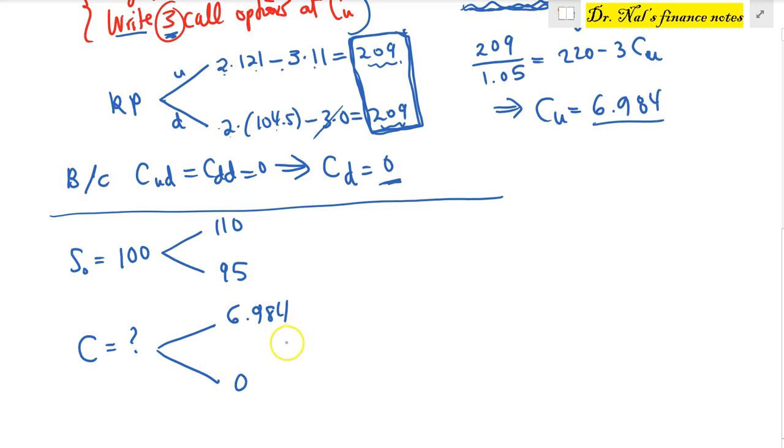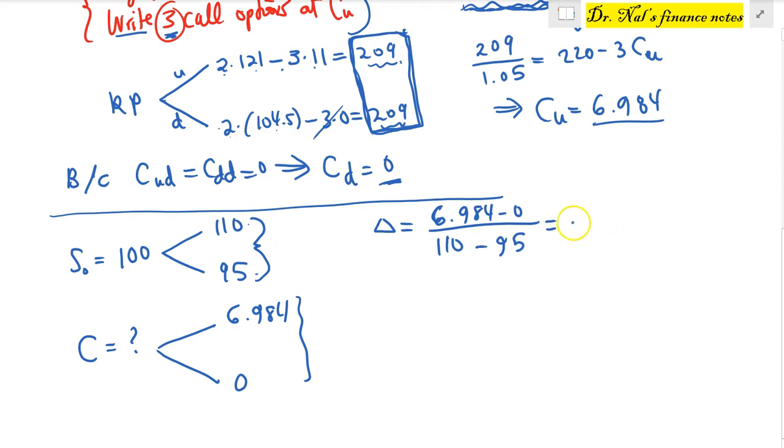But then we can go ahead and create yet a new replicating portfolio, and it should be easy to calculate it again by delta hedging. So the delta is the difference in the call payoff, so 6.984 minus 0, divided by the difference in the stock price at time 1 and a half, at 6 months later, for the two different states given, so 110 minus 95, and that's simply equal to 0.4656.